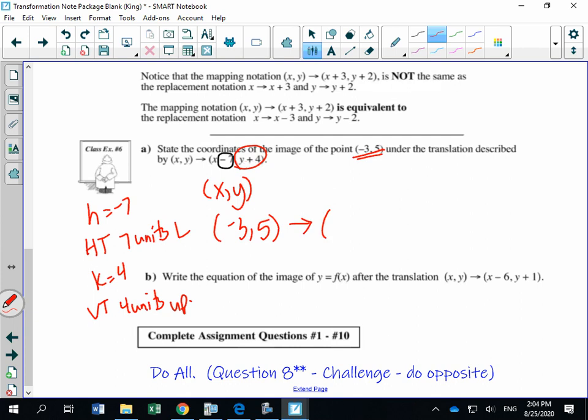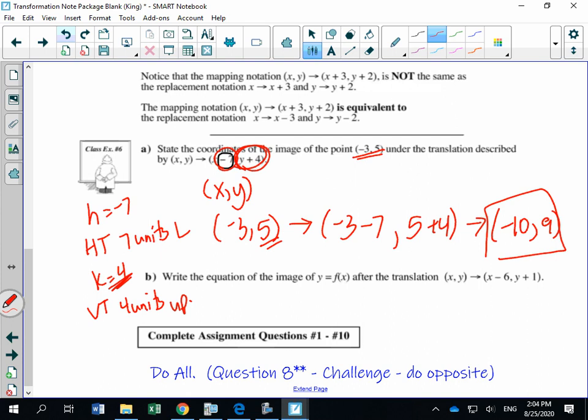Then it's going to be -3 minus 7. We're taking our x coordinate, which is -3, and going 7 units left, so we put in whatever H value is, -7. Then we take our y value, which is 5. What are we doing to the y value? We're moving it up 4, so we add our K value, which is 4. Our transformed point is -3 minus 7, which is -10, and 5 plus 4 is 9. That's the image of our transformed point.